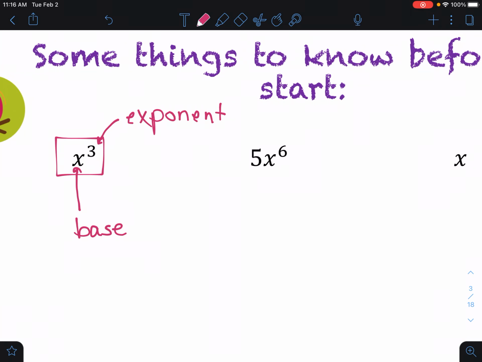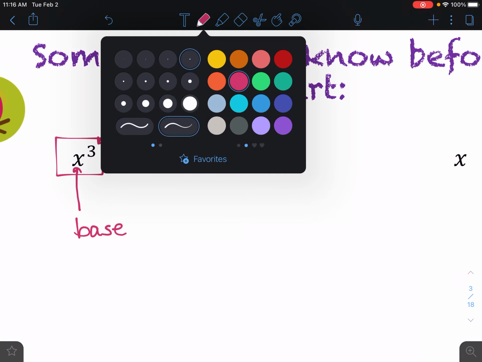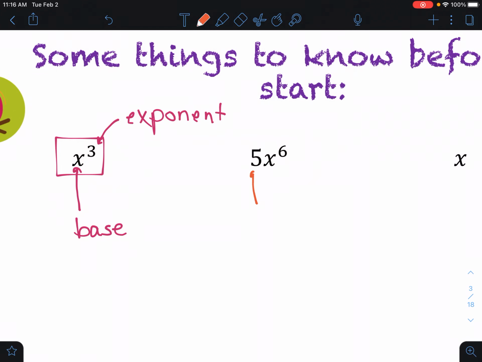Now, sometimes you'll also see a number in front, like 5 is in front of this. And this is 5 times x to the 6th power. So remember, when things are right next to each other, that means multiplication. That's called the product, multiplication. And that number in front is called a coefficient, spelled like this.